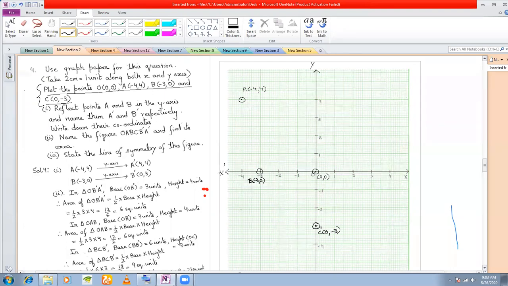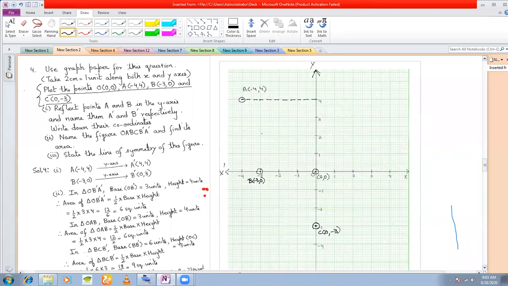The first question here is: reflect A and B in the y-axis and name them A dashed and B dashed respectively. Write down their coordinates. So we need to reflect A and B in the y-axis. So this y-axis is my mirror line. If I reflect A in the y-axis, with the help of a scale, I drop a perpendicular dotted line.